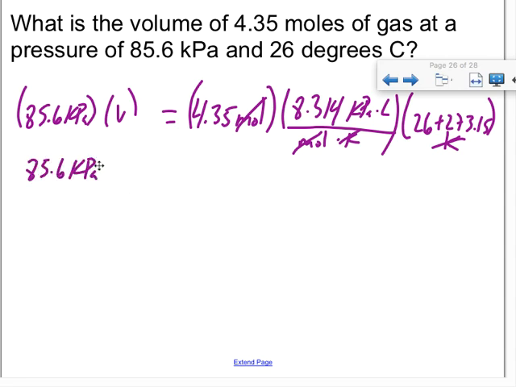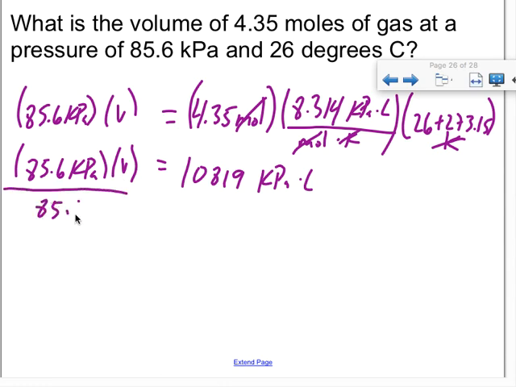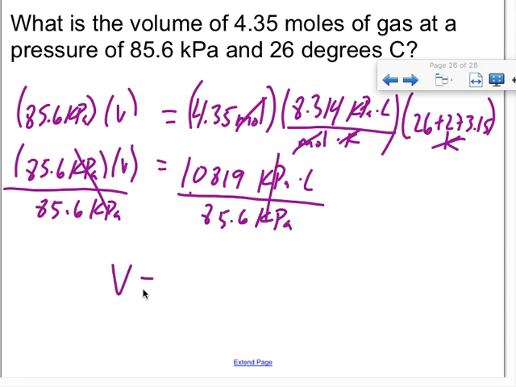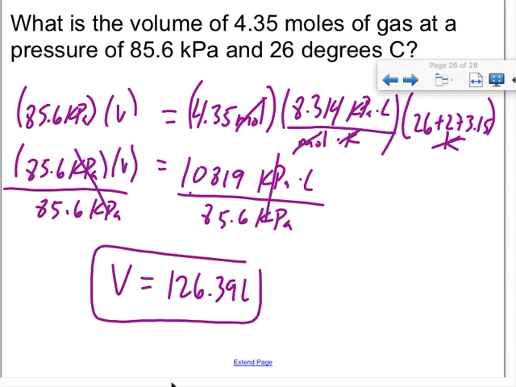Okay, so I get 85.6 kilopascals times V equals 10,819 kilopascal times liters. So now I want to get V by itself by dividing both sides by 85.6 kilopascal. So that cancels, and I'm going to be left with units of liters. So 126.39 liters. I think that's my cue.